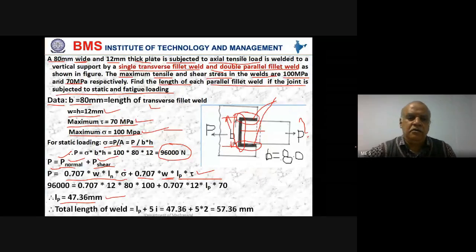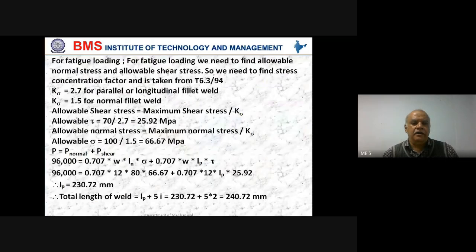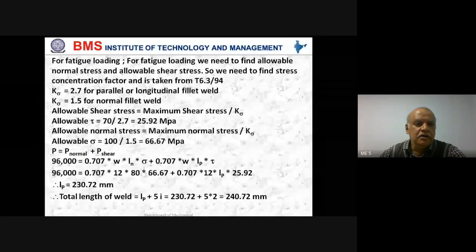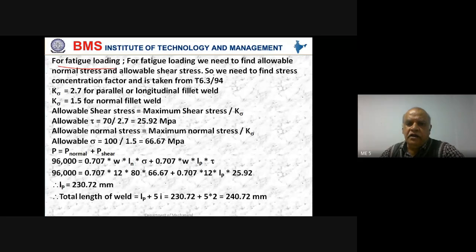Yeah, go to the next page. Come to fatigue loading here. Okay, so in fatigue loading, we need to find again the stress concentration factor K sigma. As we have seen, K sigma is equal to 2.7 for parallel fillet weld, from table 6.3, and for normal fillet weld, that is toe of transverse fillet weld, K sigma is equal to 1.5.